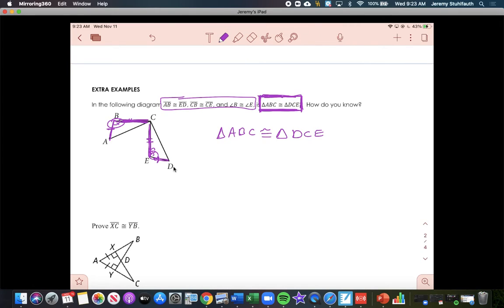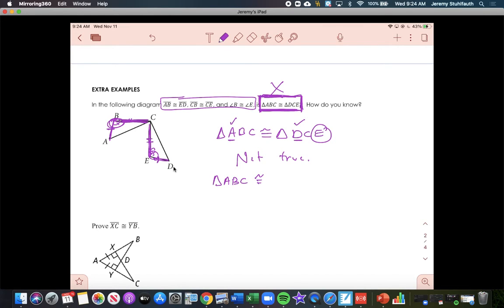But look at this. A. Does A correspond with D? Check. B. Does B correspond with C? Angle B does not correspond with C. This would mean that angle B is congruent to angle C. Angle B is not congruent to angle C. Angle B is congruent to angle E. Okay, so this statement right here is not true.